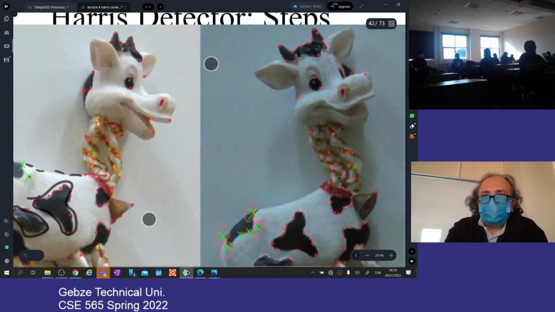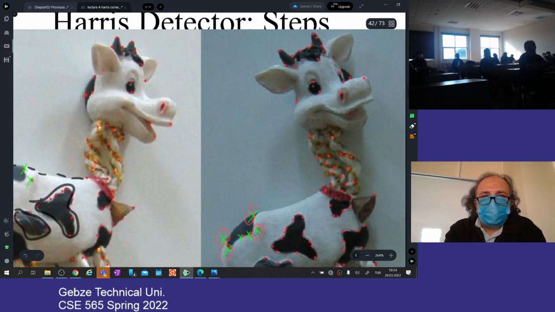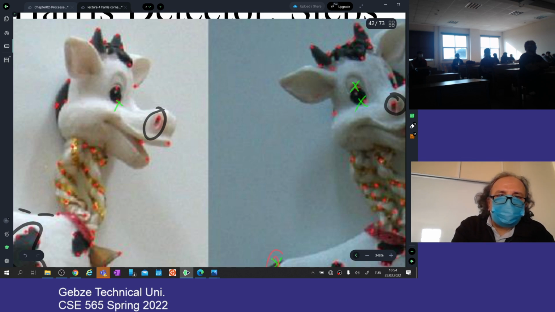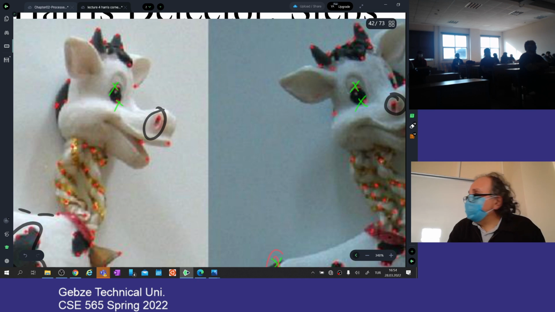Okay, look at these points. See, I found this one, and I found that one, and look at these points. There is a corner and there is a corner. There is a corner and there is a corner. See, I can match them easily.